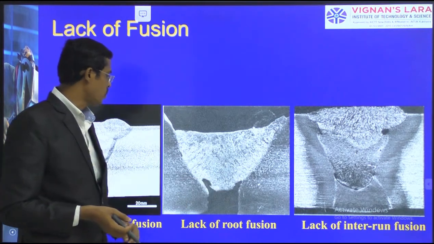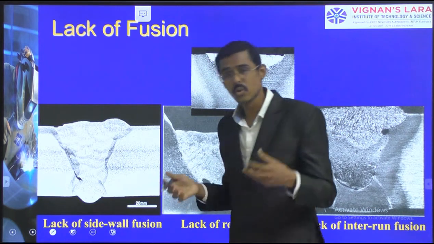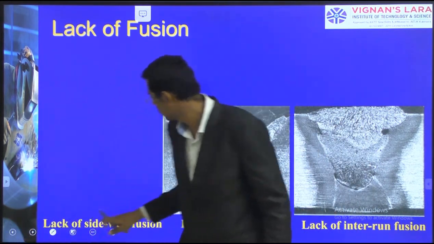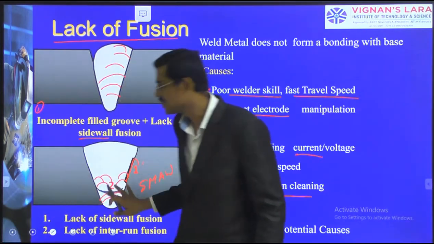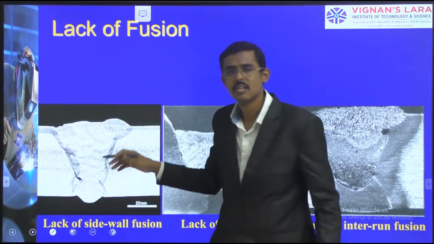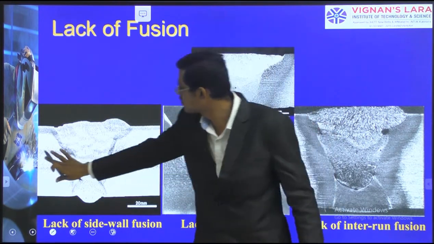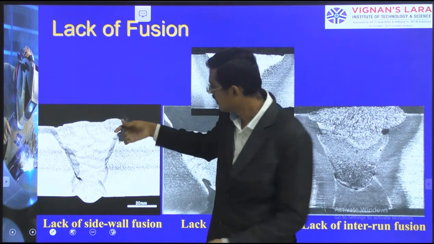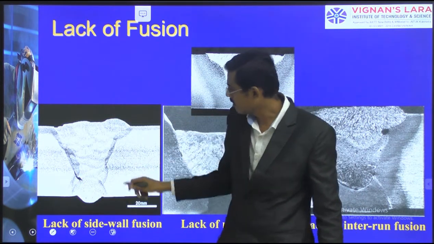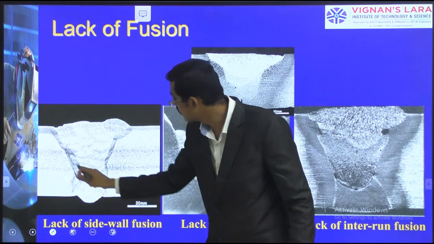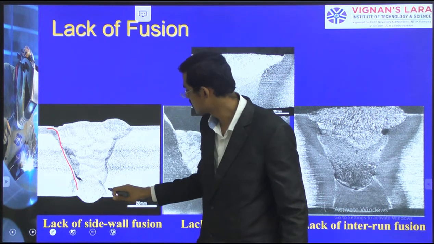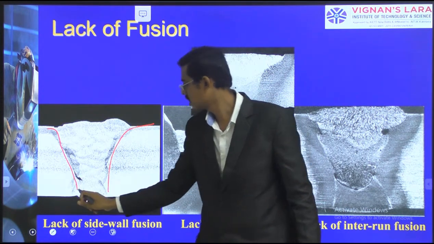So a few images I want to show you here. See, these are the original images. We have seen a simple sketch, and now I am showing you how the original specimen looks. Here, the two specimens I have taken are welded and cut, and I am looking at the cross sections. In the cross section you see the lack of side wall fusion. This is specimen A. This is specimen B. Two specimens are there.